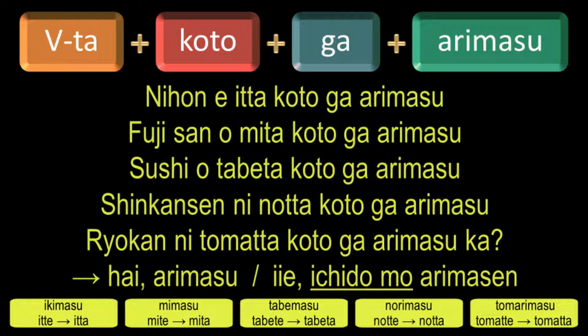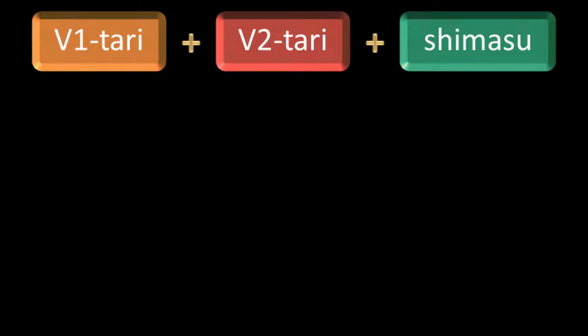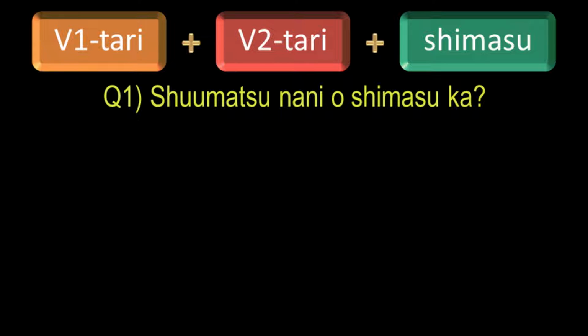Next, let us learn another sentence pattern which makes use of the ta form. The pattern is V1-tari, V2-tari, shimasu. It means do V1, do V2 among many other things. And it is used in referring to some representative actions among many other activities. It is useful in answering questions like, what do you do during weekends? So, if the question in Japanese is, shumatsu nani o shimasu ka? Then you can use this sentence pattern to answer the question.